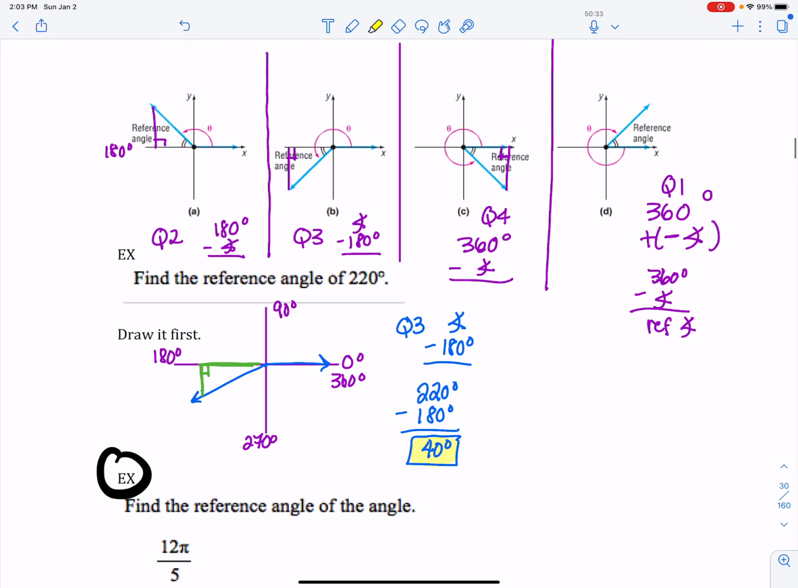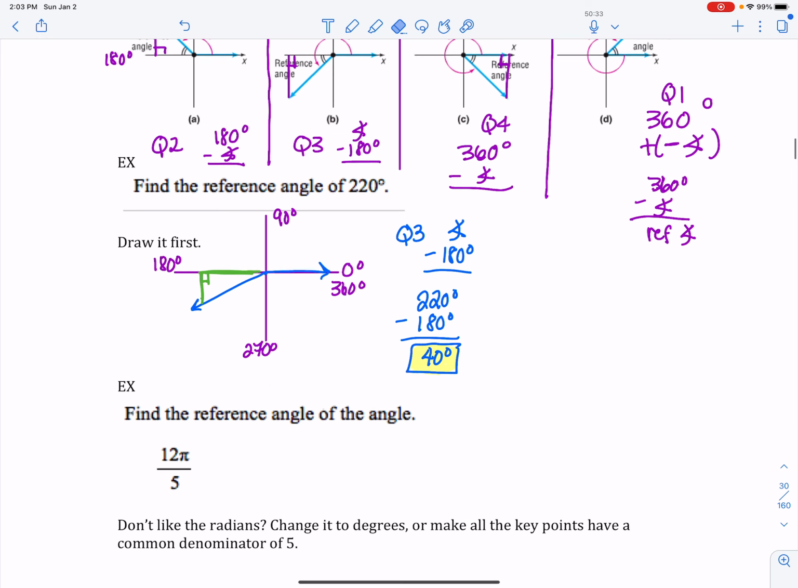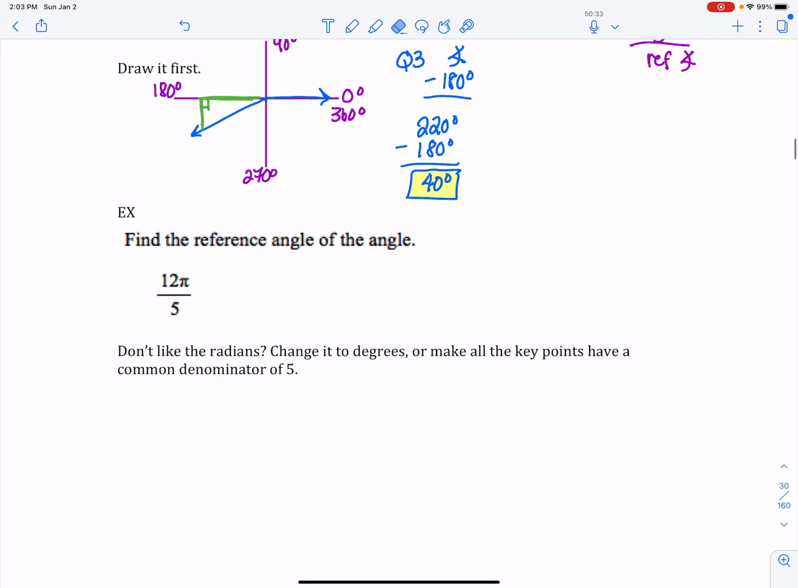Okay, so let's look at this next example. Find the reference angle of the angle. So now we have 12 pi over 5. If you don't want to work in radians, you could change this to degrees, or your other option is to make sure that all the key points, 0, 90 degrees, 180, 270, and so on, have the same denominator. So I can show you both ways.